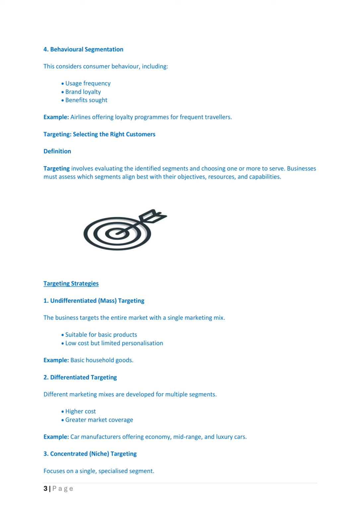There are three main targeting strategies: undifferentiated targeting, where one marketing approach is used for the entire market, which works well for simple products and keeps costs low but lacks personalization; differentiated targeting, which involves creating different marketing mixes for various segments, leading to higher costs but broader market coverage, like car companies offering economy, mid-range, and luxury models; and concentrated targeting, which zeroes in on one specialized segment to serve it more precisely.